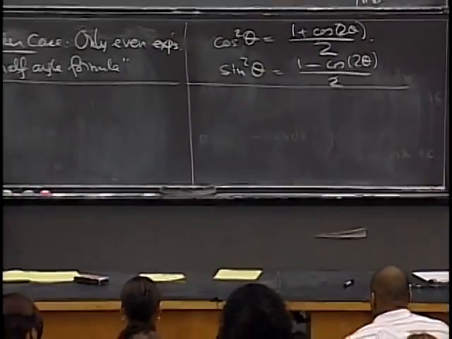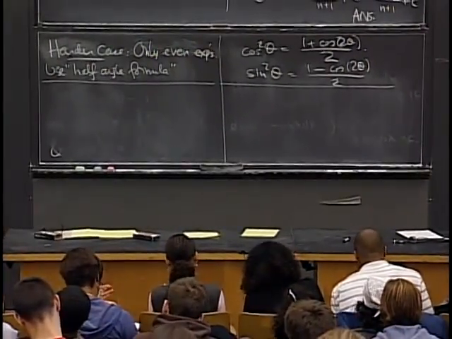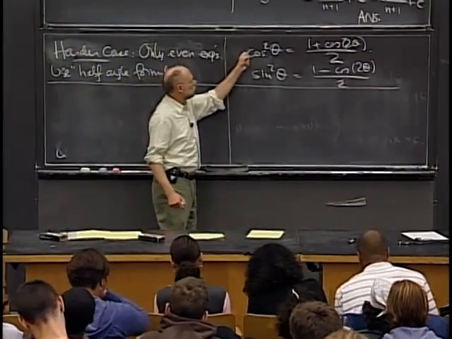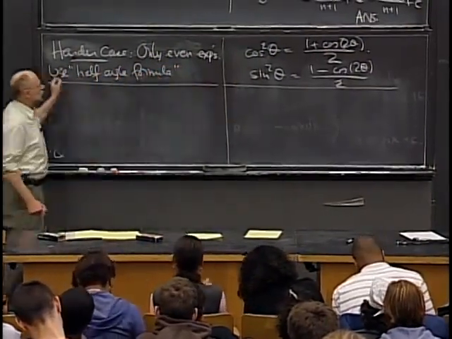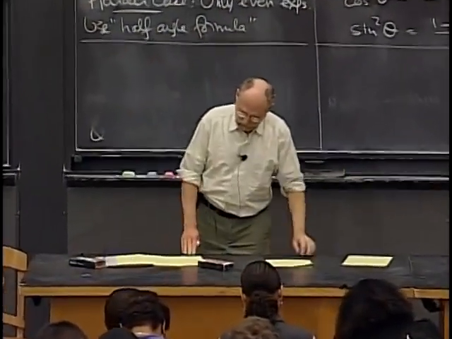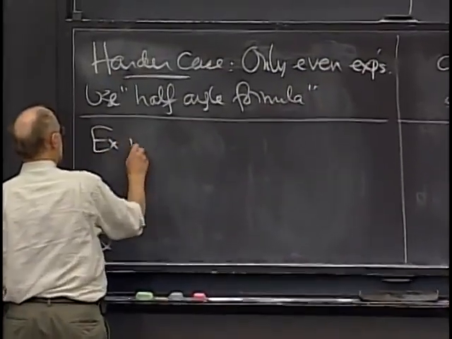Okay, so the game is I'm going to use that half-angle formula to start getting rid of those even powers. Half-angle formula written like this exactly, it rewrites even powers of sines and cosines. So let's see how that works out in an example. How about just the cosine squared for a start?